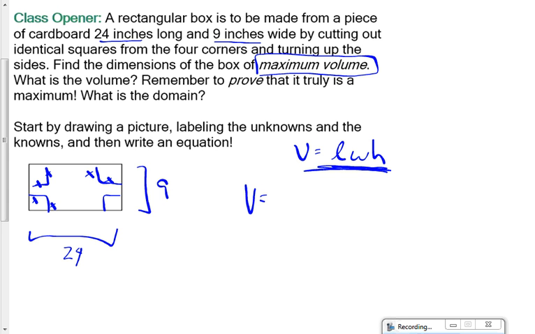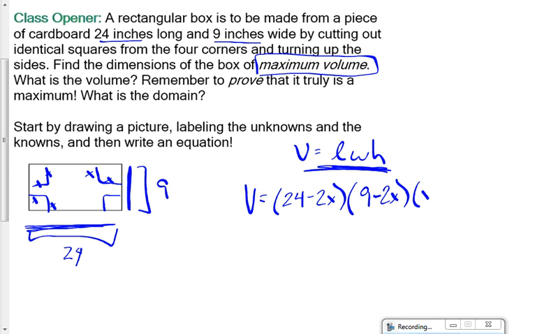Let's start with this. I'll pick one. I'll be more specific. What will this length turn into when I fold up 2 edges? 24 minus 2x. What will this dimension turn into? 9 minus 2x. And then the third dimension will be the length of the square taken out, right? This will be x.